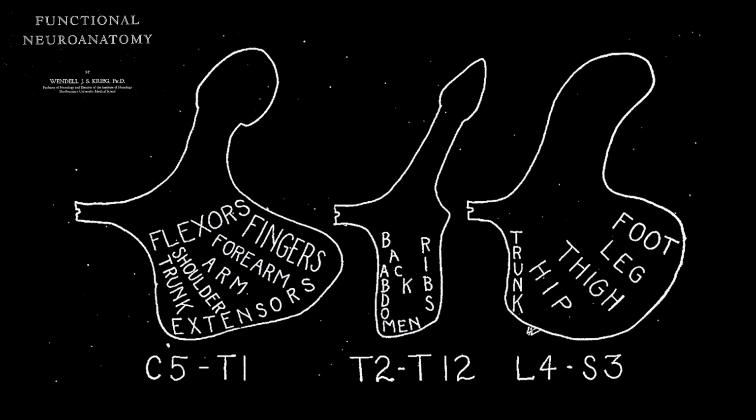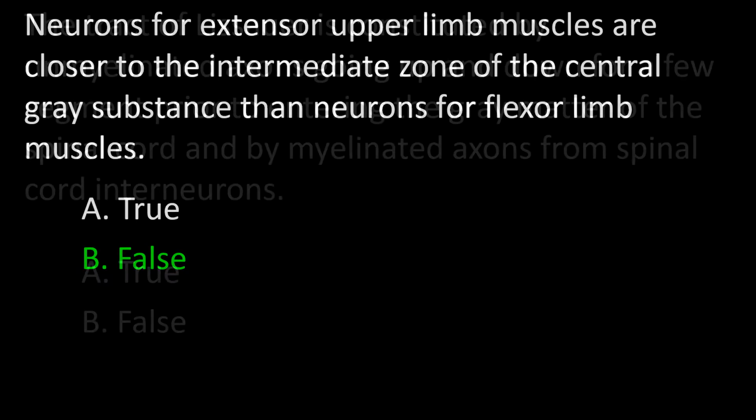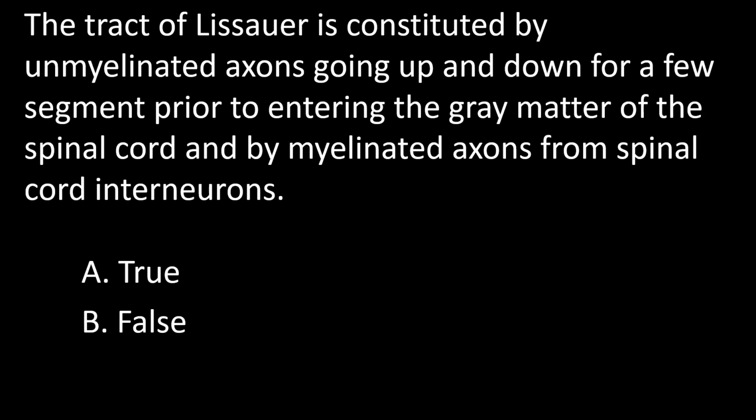In addition to neurons for extrafusal fibers, the anterior horns also house neurons for intrafusal fibers, Renshaw cells, and interneurons. So the answer to this question is B. Next question. The tract of Lissauer is constituted by unmyelinated axons going up and down for a few segments prior to entering the gray matter of the spinal cord, and by myelinated axons from spinal cord interneurons. A. True. B. False.